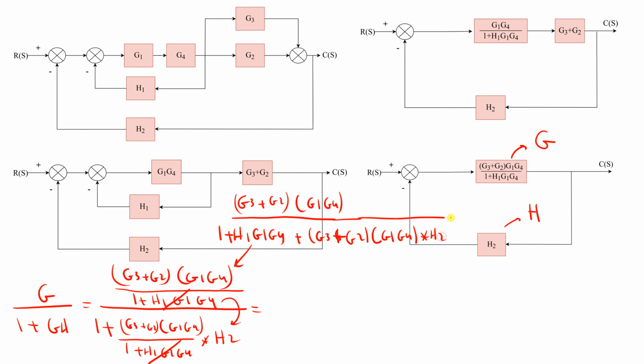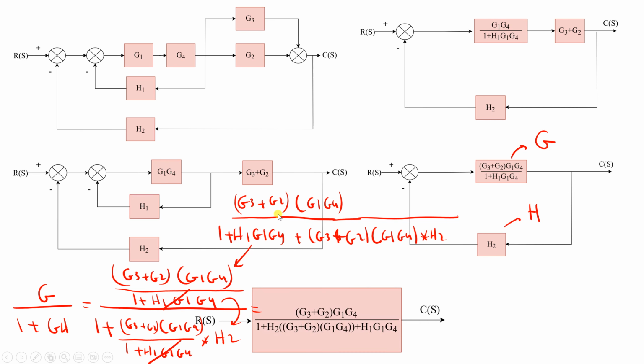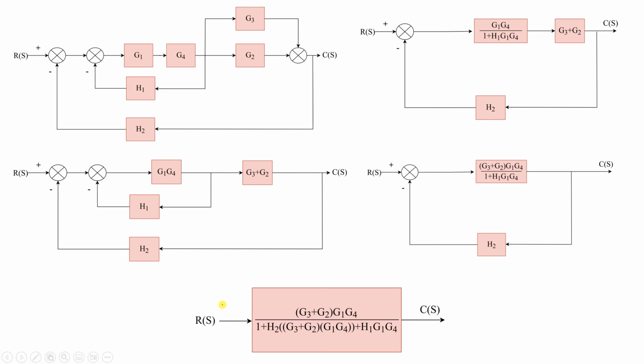You can write it step by step. So we find here G3 plus G2, G1, G4, over 1 plus H2 as you can see here, multiplied by all of this, as you can see, plus H1, G1, G4. So this represents the equivalent block diagram of this whole system. So I hope you now understand the meaning of block diagrams and how we can reduce them.